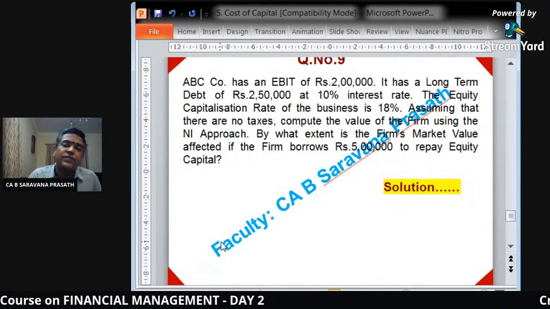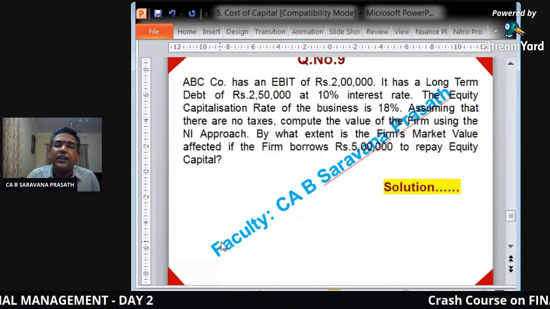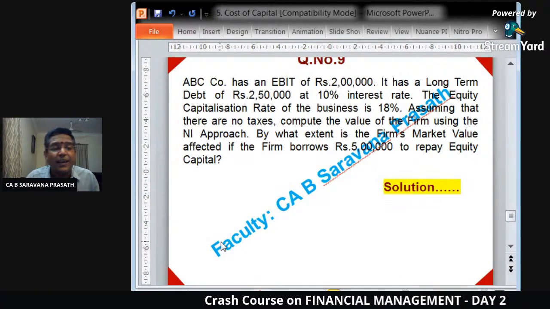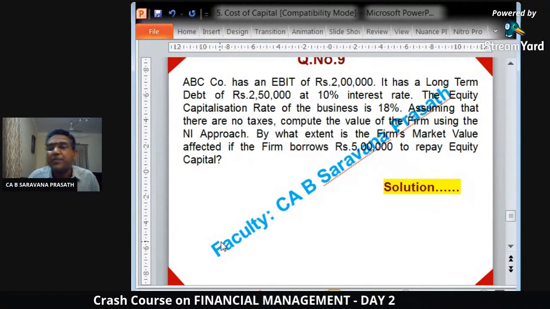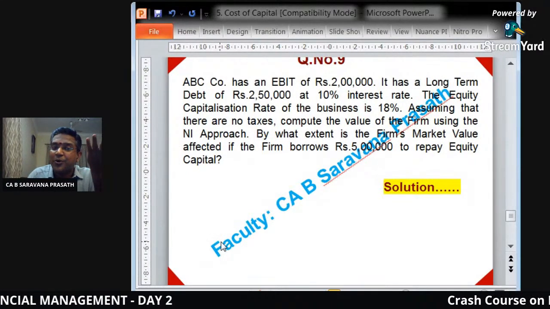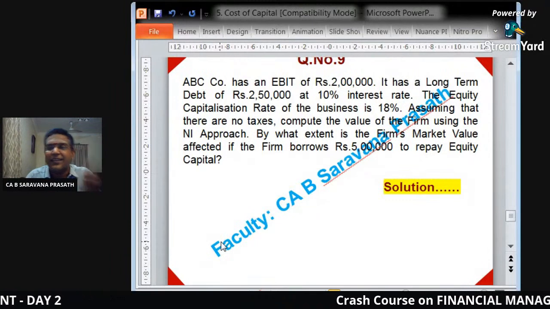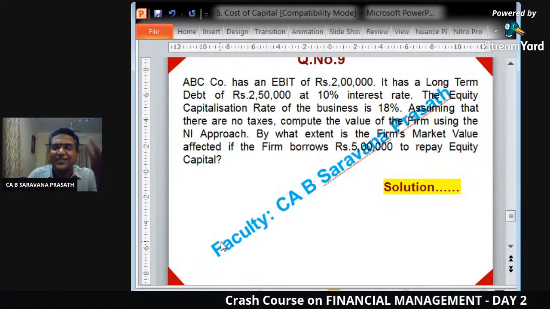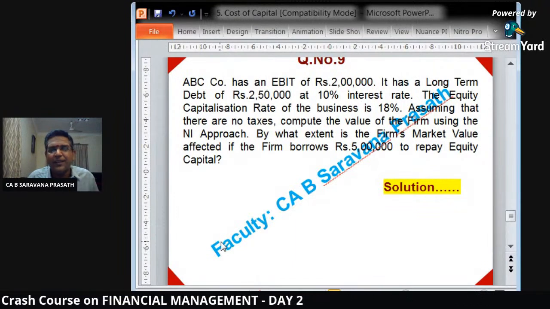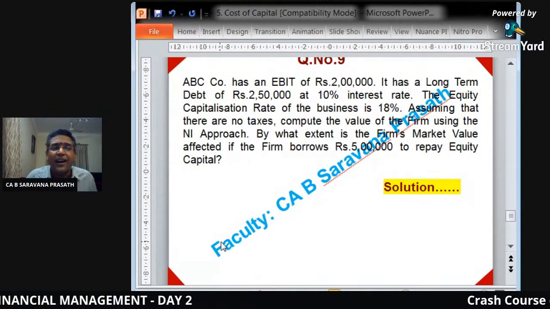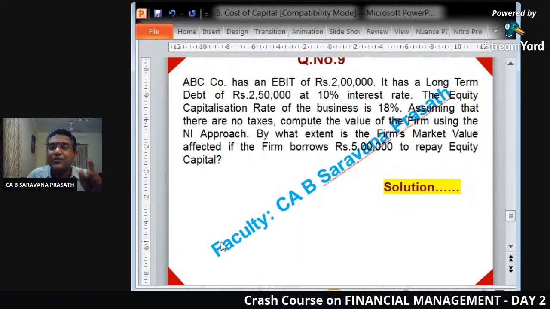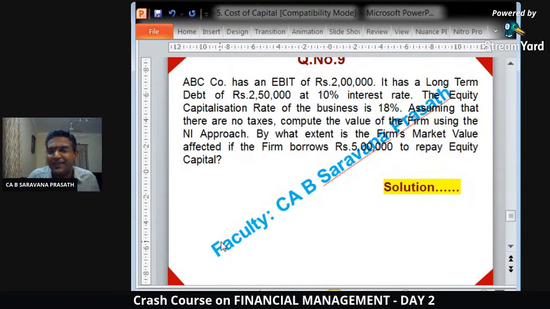By what extent is the firm's market value affected if the firm borrows 5 lakh to repay equity capital? 5 lakh rupees borrowed in order to repay equity capital. Remember, net income approach advocates borrow more. So what will be the impact? The value of the firm will increase. That is what we have got to calculate. I will show the computation, along with some extra explanation to understand what happens to equity capital, shareholders, etc.